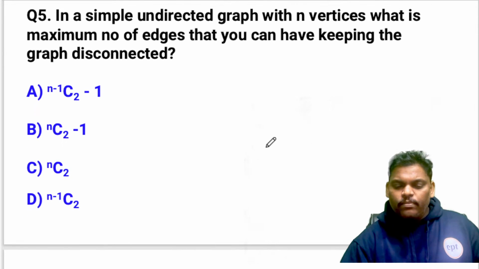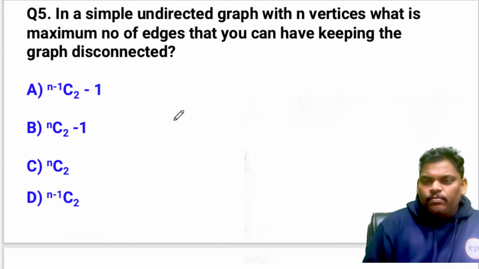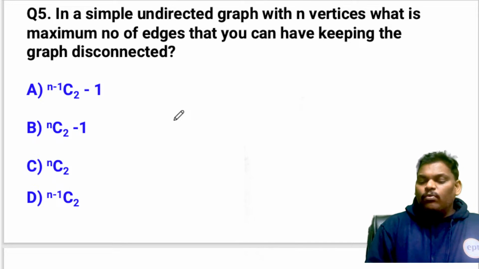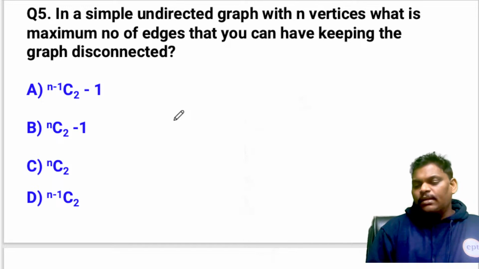Let's come to question number 5. In a simple undirected graph with n vertices, what is the maximum number of edges that you can have keeping the graph disconnected? N vertex graph disconnected, maximum edges how many can you have?